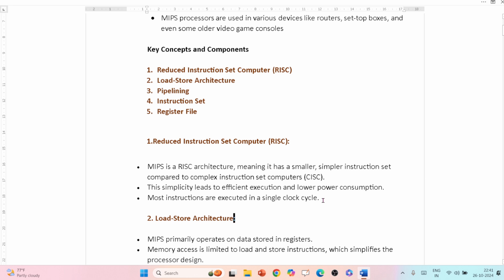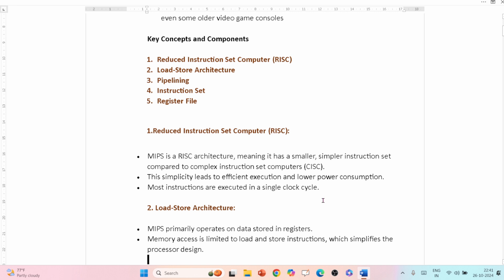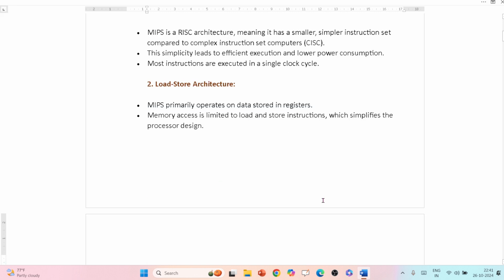Then, when we pass on to the load store architecture, MIPS primarily operates on data stored in registers. The memory access is limited to load and store instructions, which simplifies the processor design.